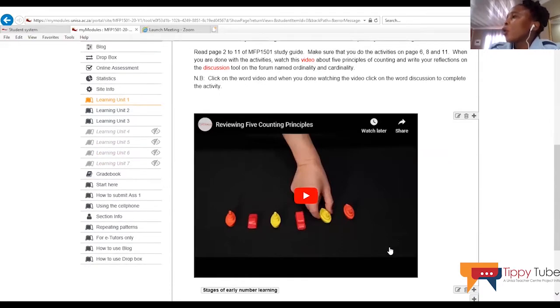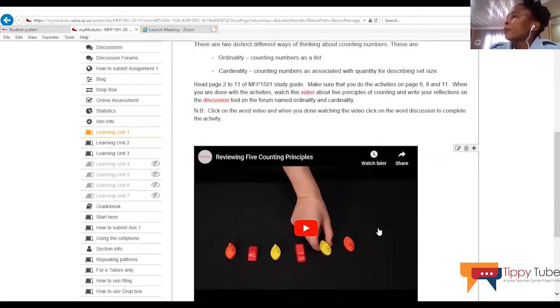And then if you don't want to click on this video itself, there's a link here which has a red text. It says, watch this video about 5 principles of counting. If you click on the red text, you will still be directed to the video. So I'm not going to watch this video with you now because I know you'll watch it at your own time. It's not very long.